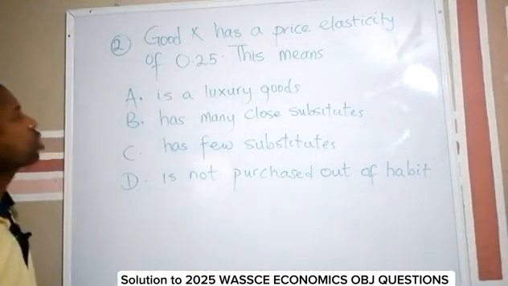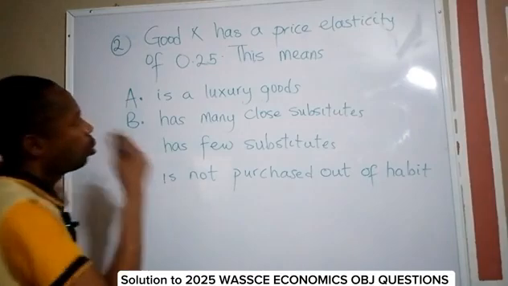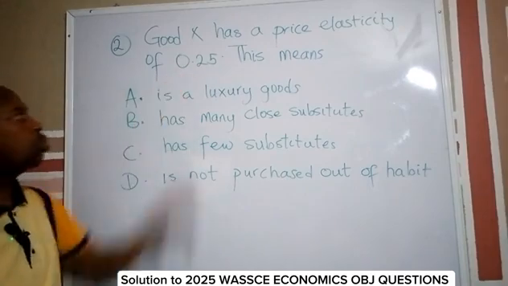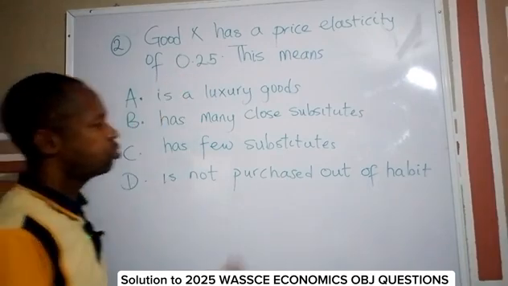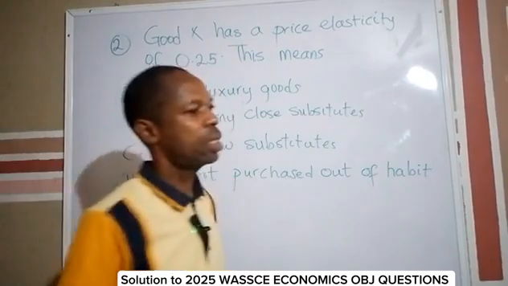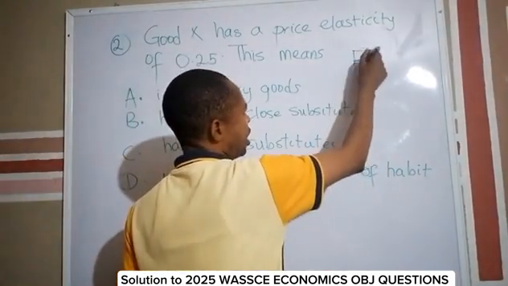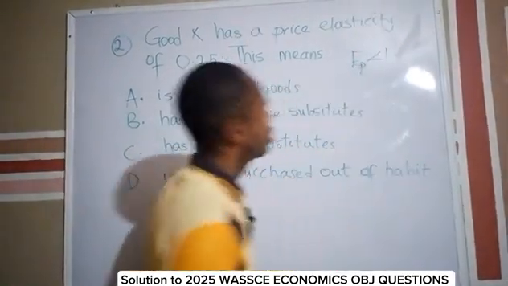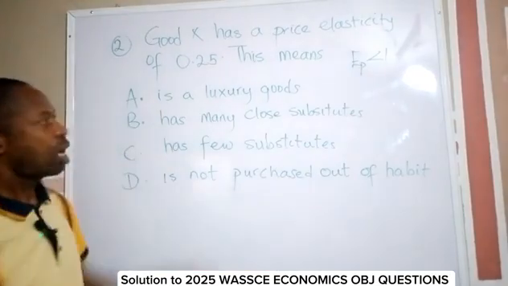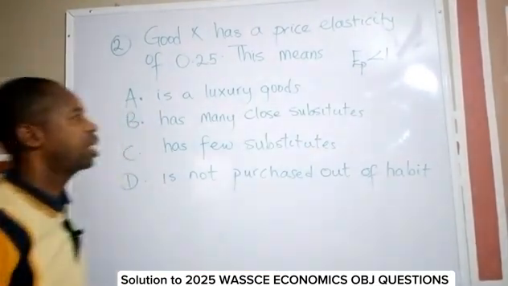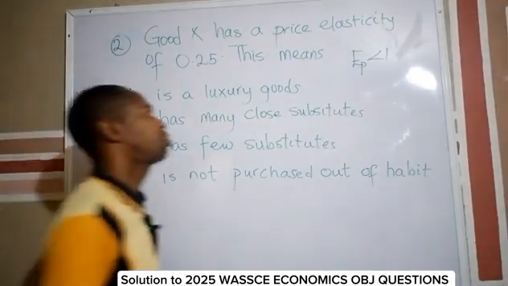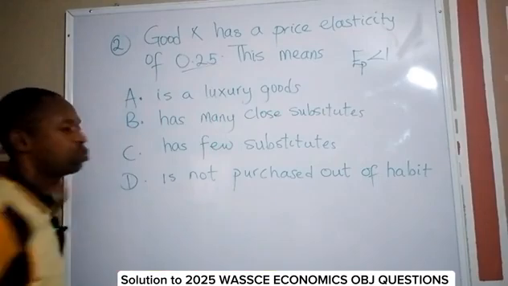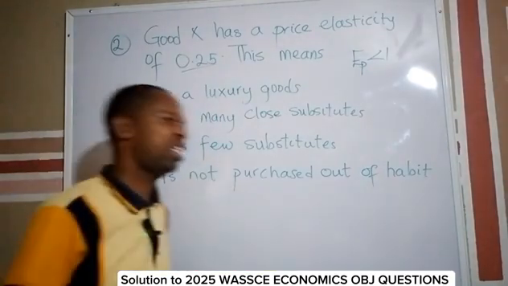Now, to answer this question, you need to understand what it means to say the price elasticity is 0.25. The first condition that you need to understand is that when the price elasticity is less than 1, then that means that particular good is inelastic. For instance, here we are having 0.25. That means it is fairly inelastic.